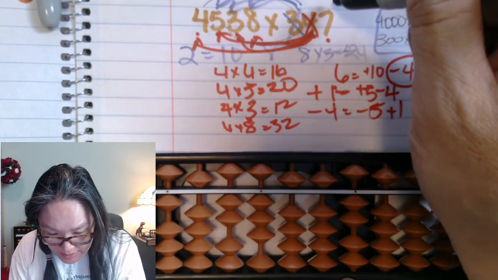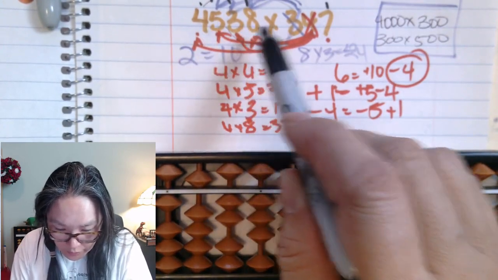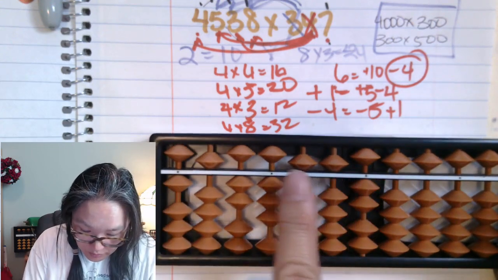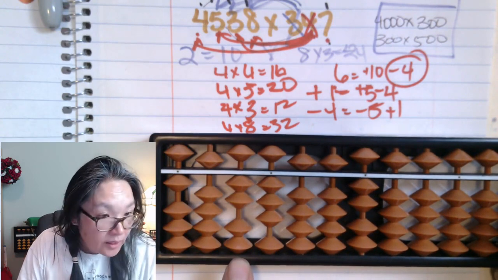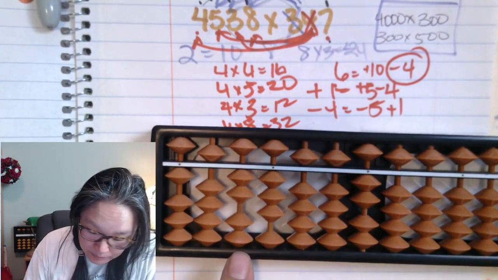But it's still the same process. 1, 2, 3, 4. 1, 2, 3, 4, and then 1. So we have to start at the 5th column. 1, 2, 3, 4, 5. Oh, maybe that's what I did wrong. I think I did that wrong.